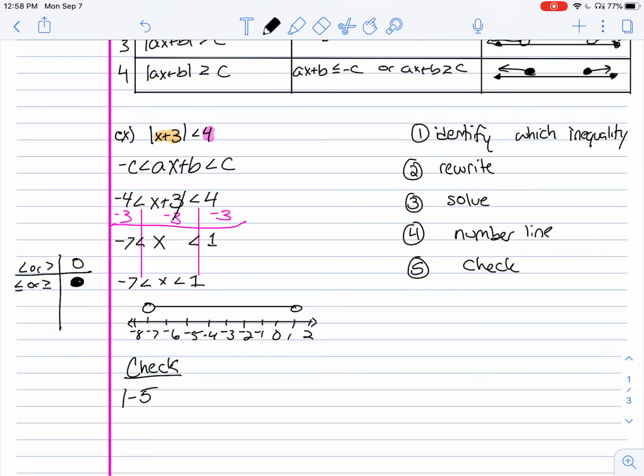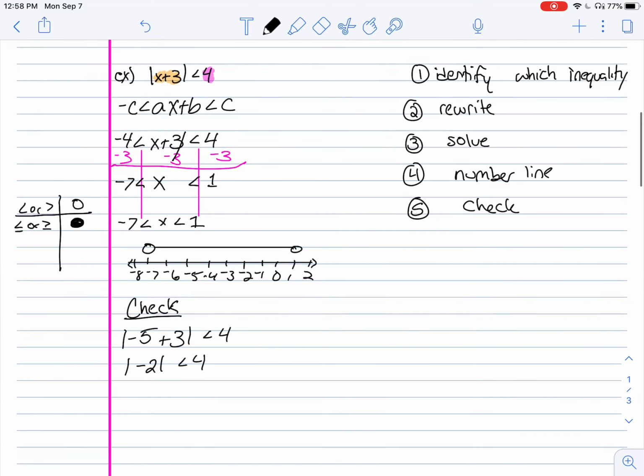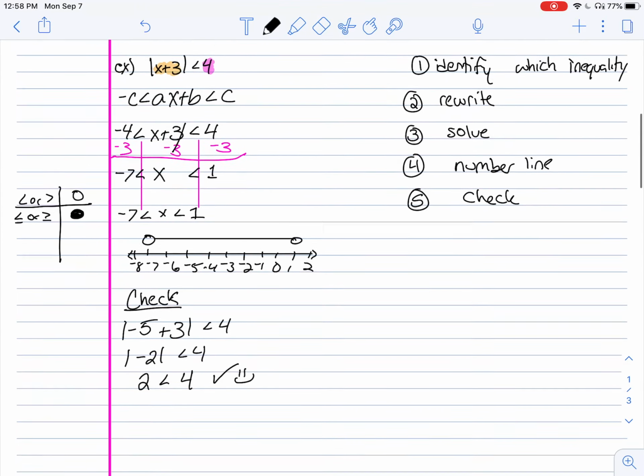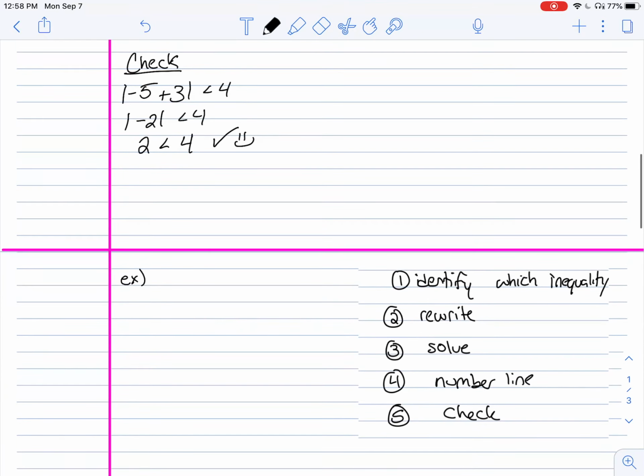So I have the absolute value of negative 5 plus 3 has to be less than 4. Negative 5 plus 3 leaves me negative 2, and that has to be less than 4. The absolute value of negative 2 is 2, and 2 is less than 4, so that checks, and we are good. So let's look at another example following these same steps.